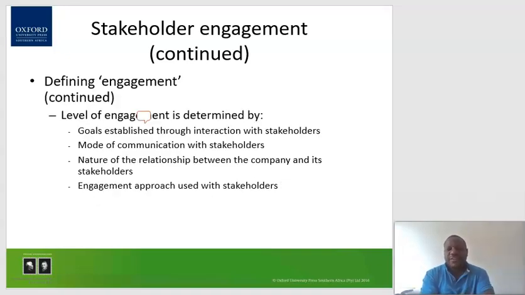There are also different levels of engagement. These you also find explained in your textbook, but there are factors that influence or affect the level of engagement. It is these factors that we included in this particular slide.